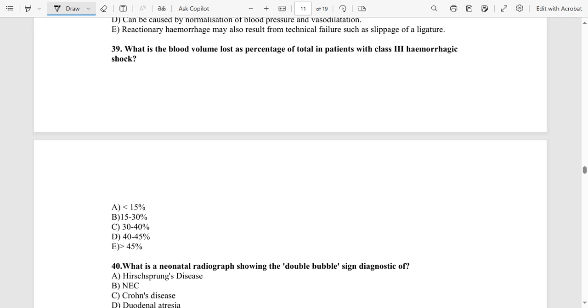That's the pulse pressure. The capillary refill, again, you can look at that. In 1, it can be normal, less than 2 seconds. And then in 2 and 3, it can just be delayed. And then in 4, it is not there.